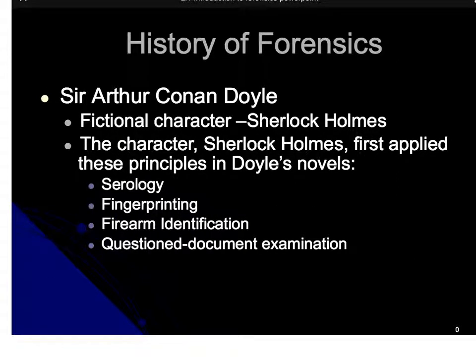Some of the basic overview of the history of forensics. First person to start the whole trend of using forensics to solve crimes was actually an author, Sir Arthur Conan Doyle, who made the fictional character of Sherlock Holmes. You might have seen the movies with Robert Downey Jr. there. He first applied principles of serology, looking at blood, fingerprinting, firearm identification, if you know what bullet or gun came from, and question document examination, seeing how certain handwriting signatures might vary or be similar to others.